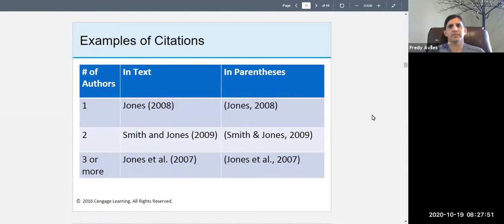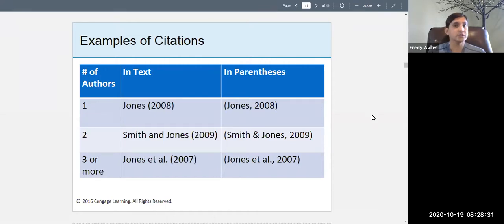Here are some examples of citations. We talked about the first one already, right? It's different if you have different authors. If you have one author, and you cite in the text, it's like Jones 2008, right? You cite up front. In parentheses at the end, it's Jones, comma, space, 2008, all in parentheses. If you have two authors, if it's in the text, if you say Smith and Jones 2009 showed this, right? Then it's that way, right? All right, Smith and Jones. Notice A-N-D, right? There's no first initials there.